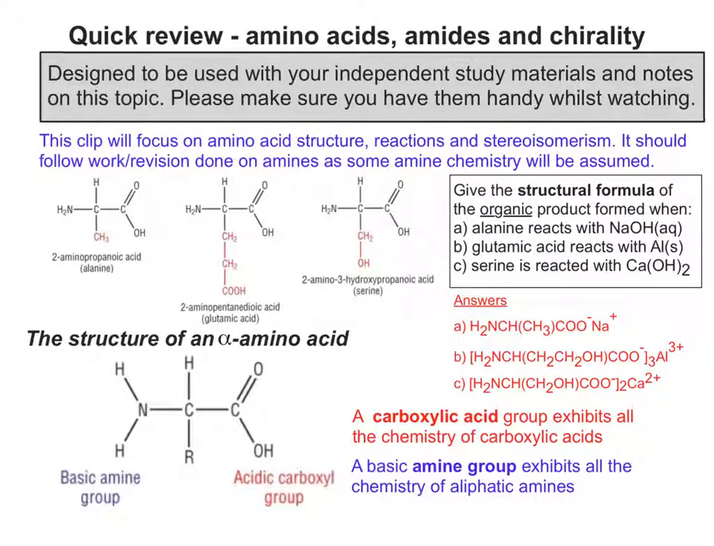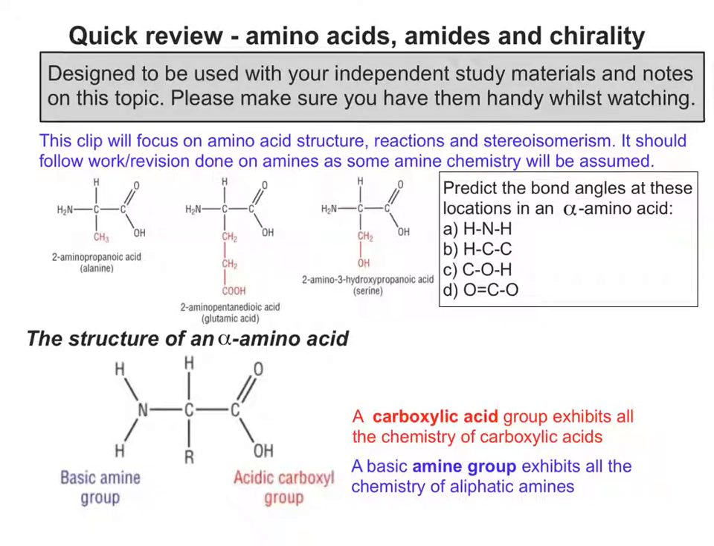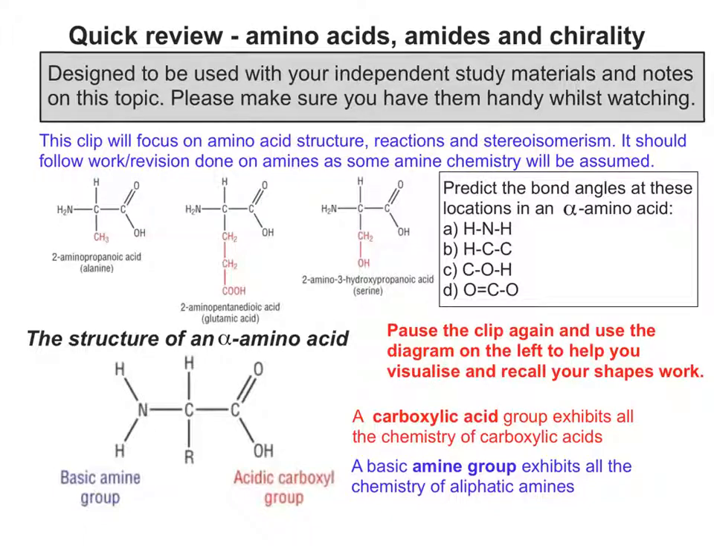So staying with the questions and tasks to do, pause the clip again and see if you can predict the bond angles at these locations in an alpha amino acid. So pause the clip again and use the diagram on the left to help you visualise and recall some of your work on shapes from your first year. You may need to dig out your flashcards with the different bond angles, but hopefully you might be able to predict them from memory.